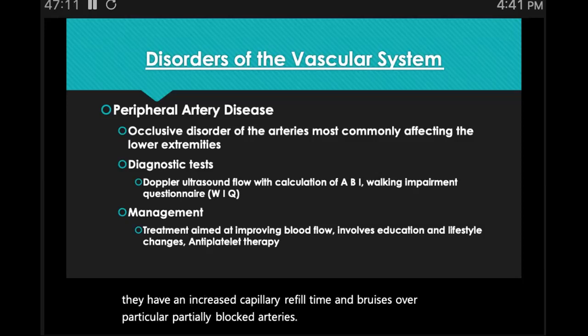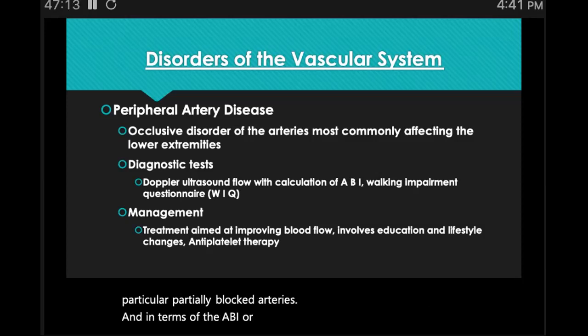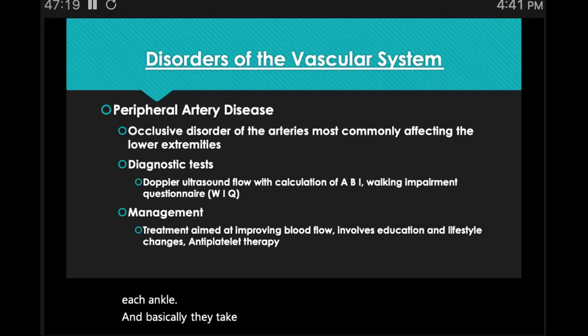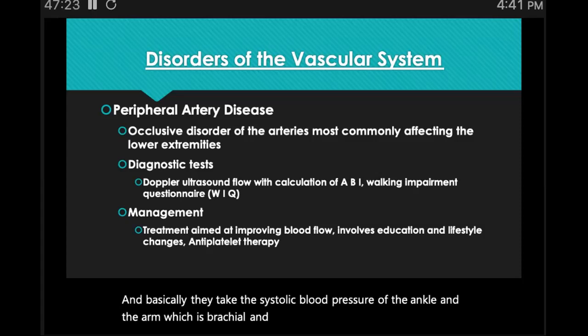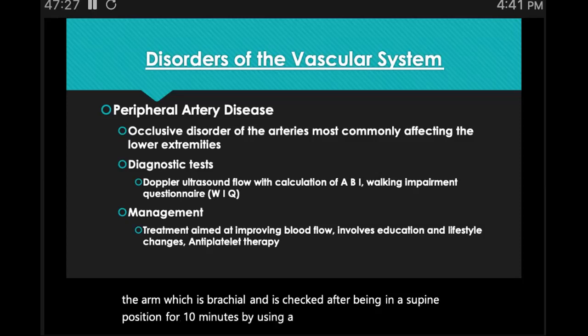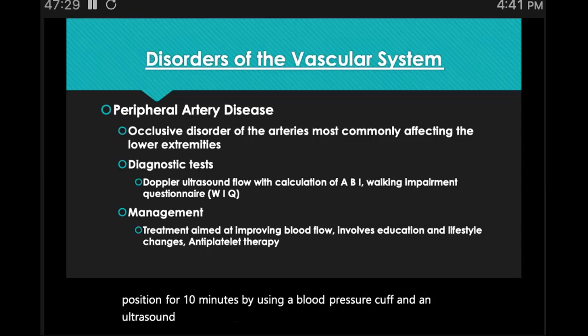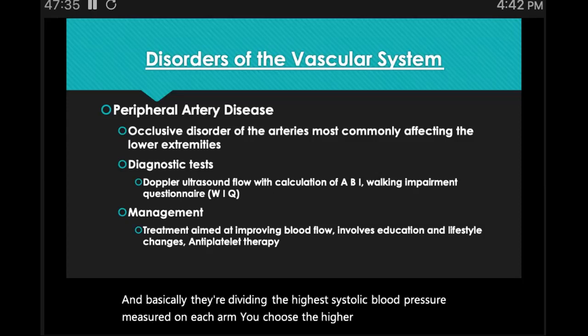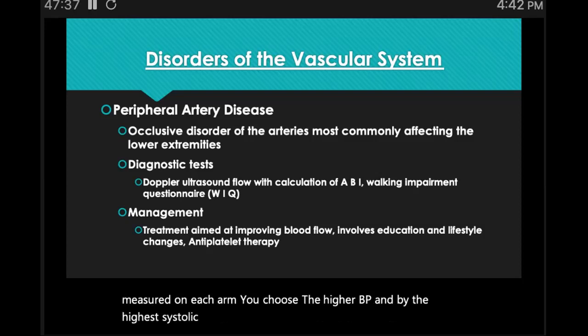In terms of the ABI, or ankle brachial index, guys, it's done on each ankle. Basically, they take the systolic blood pressure of the ankle and the arm, which is brachial, and it's checked after being in a supine position for 10 minutes by using a blood pressure cuff and an ultrasound probe. And basically, they're dividing the highest systolic blood pressure measured on each ankle by the highest systolic blood pressure of the arms. You choose the higher BP. So that's how they figure out the ratio.